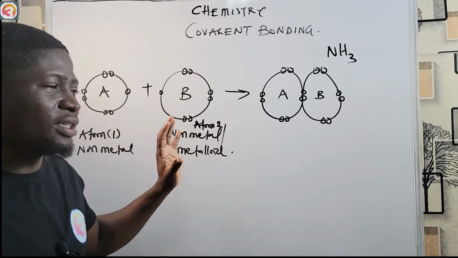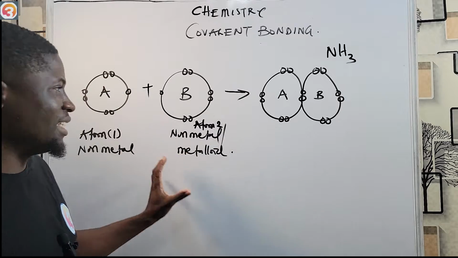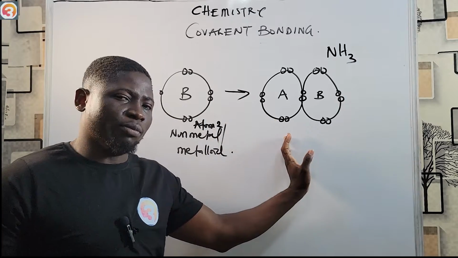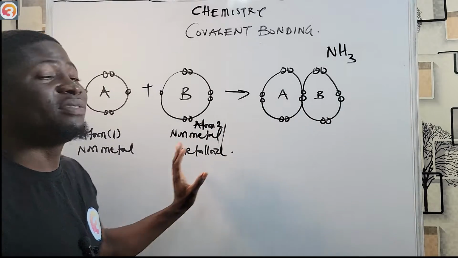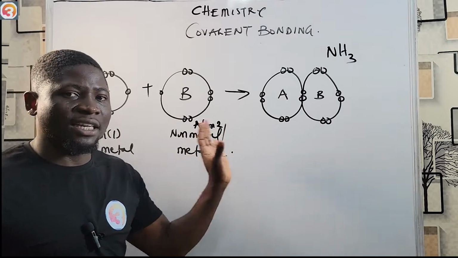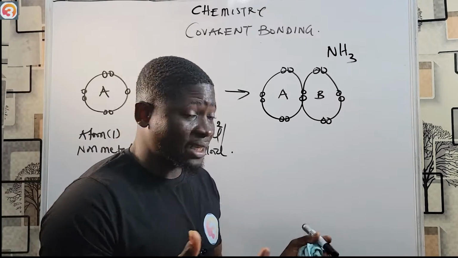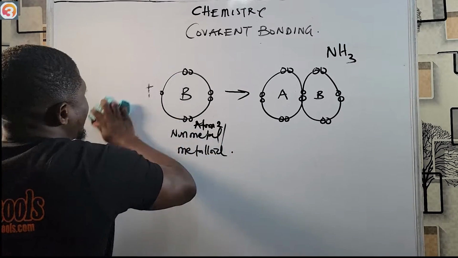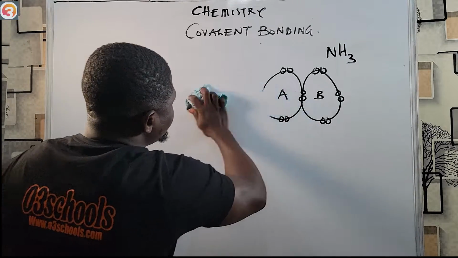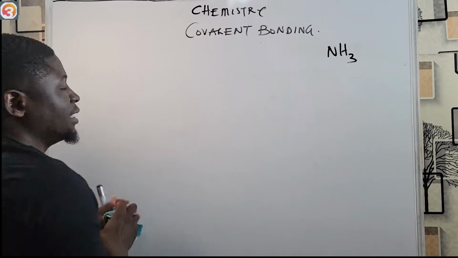So this is how electron pairing occurs in covalent bonding. This is how the covalent bond is formed, a shared pair of electrons, just as you have seen in this illustration. All right, that's as simple as that. And if you understand that, now we can look at the formation of ammonia from nitrogen and hydrogen.